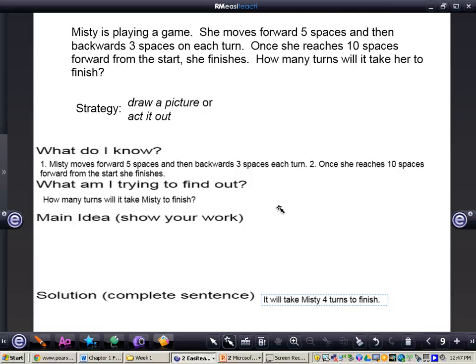Once again, this video was designed to show you how to plan and solve word problems. You can make organized lists, you can draw pictures, you can do many different strategies that we talked about, but the key thing is that you check your work.